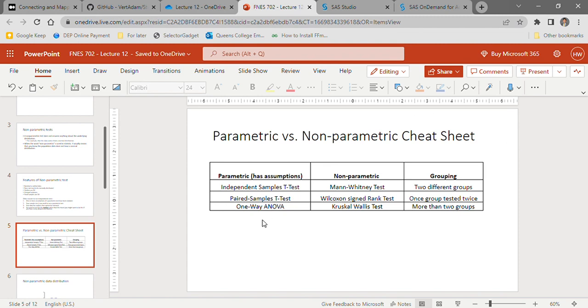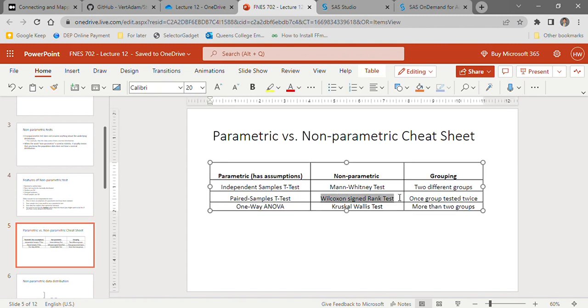Now, let's say, hypothetically speaking, one of the assumptions was violated. It's not normally distributed, you have an outlier, or your variances are not equal. Then you simply go over into the middle and pick the non-parametric counterpart. So let's say we have a pre-post scenario that we're thinking about. Oh no, an assumption was violated. We would do the Wilcoxon signed rank test.